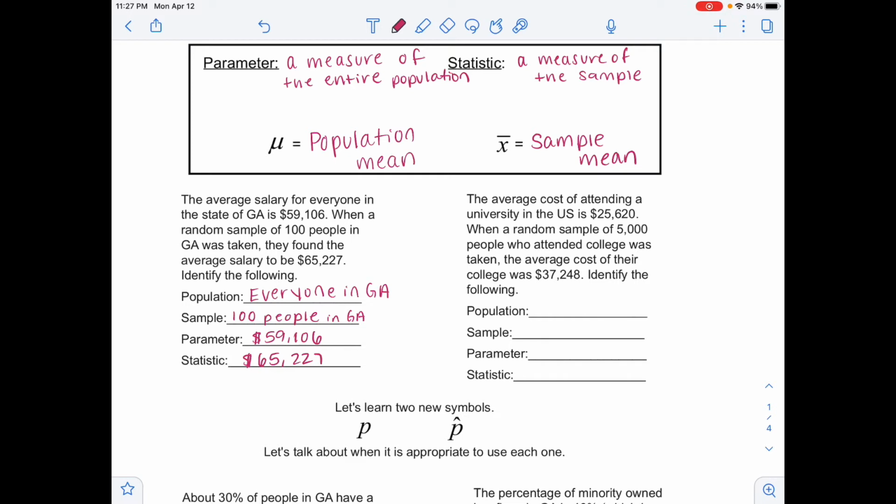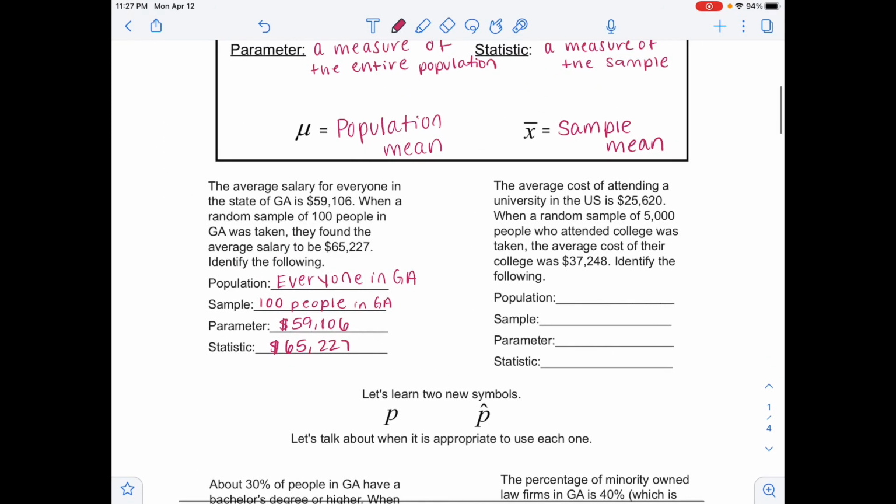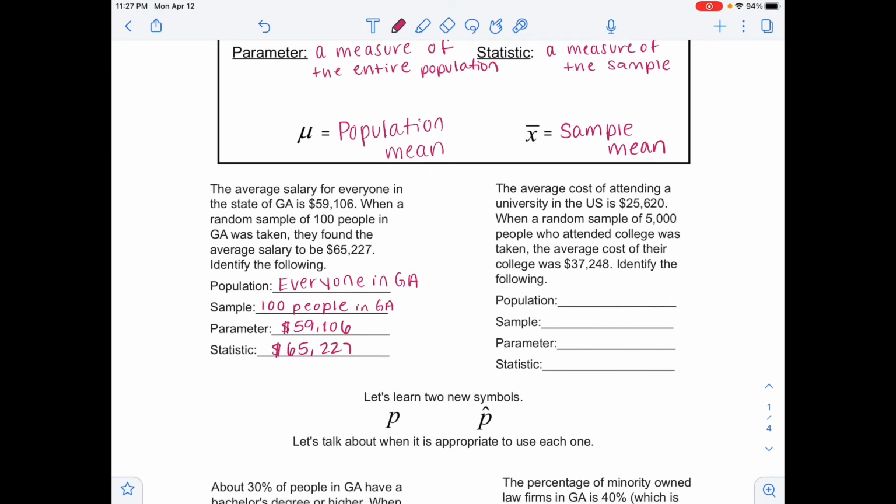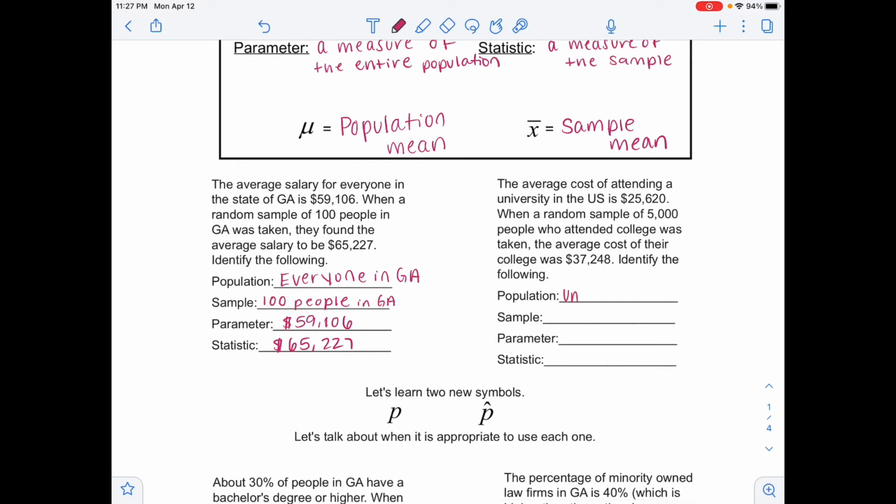In this one, we are looking at the average cost of attending a university in the U.S. So I'm looking at the population, which is universities in the U.S. So we're looking all over the United States, everyone in the United States. The sample is the 5,000 people who went to universities in the U.S.